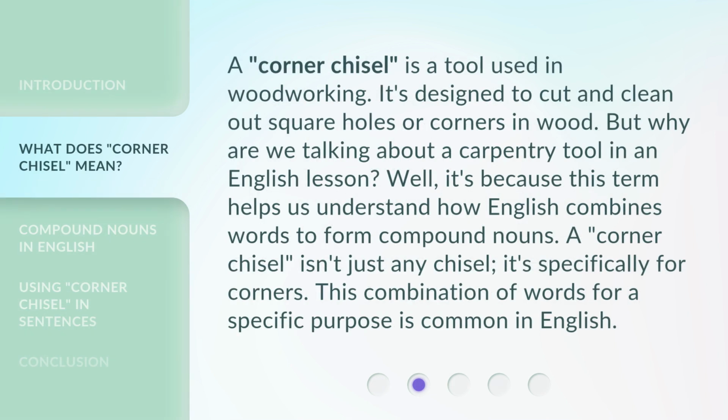A corner chisel is a tool used in woodworking. It's designed to cut and clean out square holes or corners in wood. But why are we talking about a carpentry tool in an English lesson? Well, it's because this term helps us understand how English combines words to form compound nouns. A corner chisel isn't just any chisel. It's specifically for corners. This combination of words for a specific purpose is common in English.